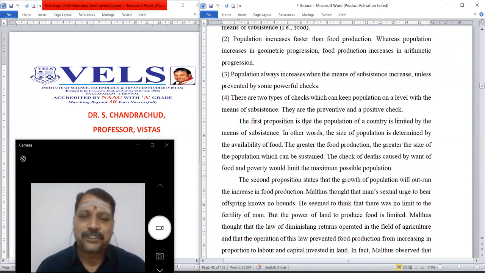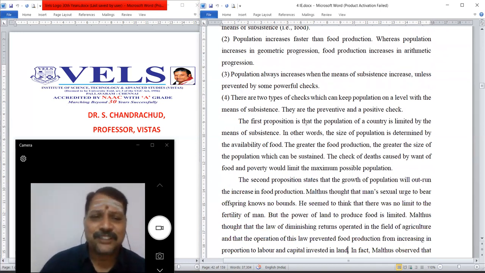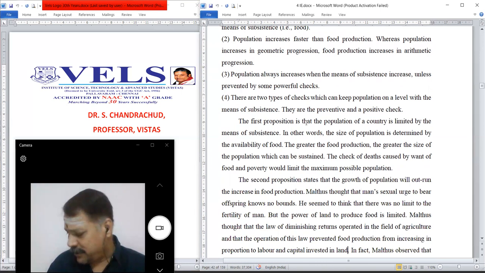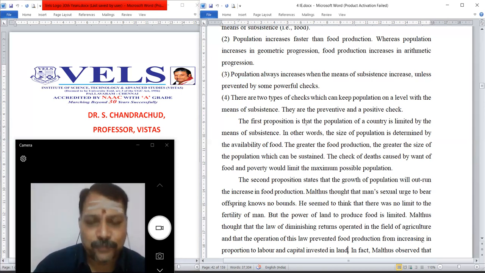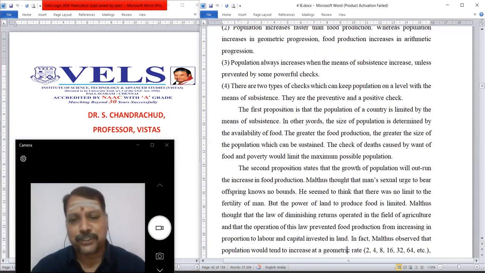The first proposition is that the population of the country is limited by means of subsistence. In other words, the size of population is determined by availability of food. The greater the food production, the greater the size of population which can be sustained. The check of death caused by want of food and poverty would limit the maximum possible population.